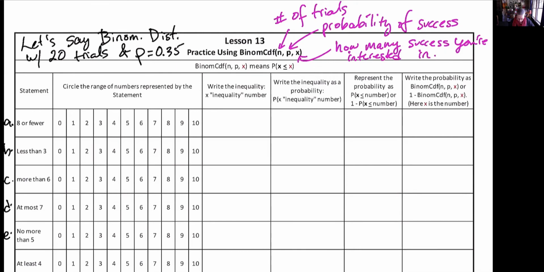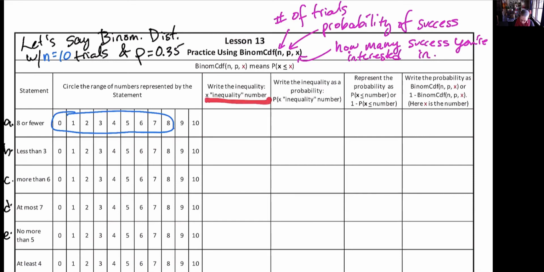All right, so circle the range that is represented by the statement. If I'm asked to find the probability of 8 or fewer successes, the range ends at 8. Remember what I was talking about on Monday: you have to ask yourself, is that 8 included or not? So 8 or fewer is talking about 0 through 8. Does everyone see that?